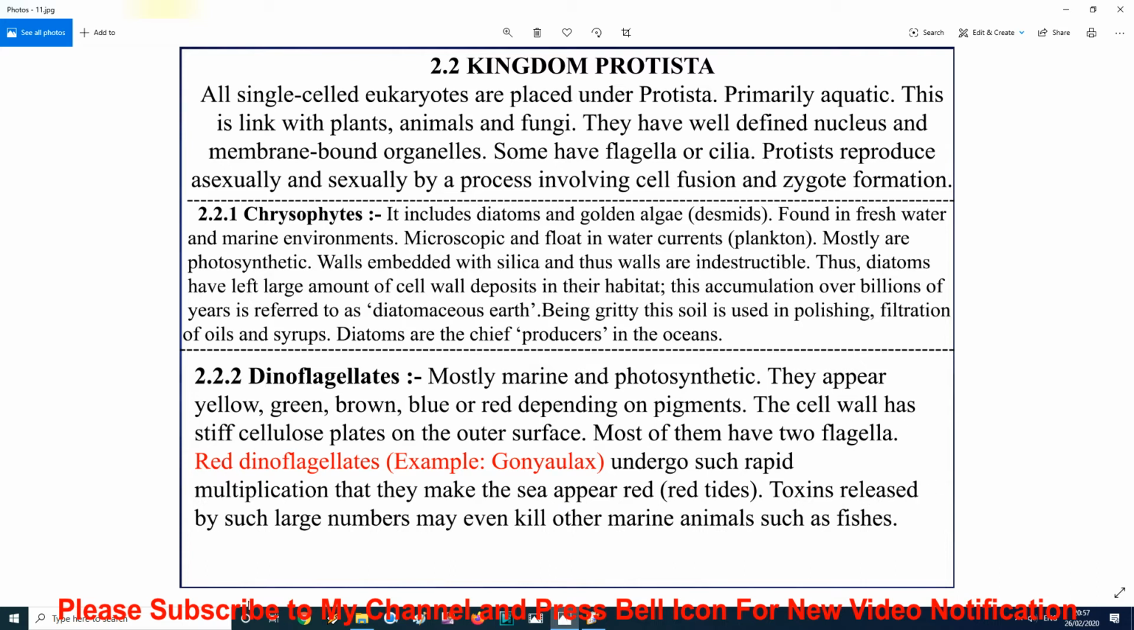Toxin substances released by the large number of these flagellates can even kill other marine animals such as fishes. Yes, it's true, and many times it is also shown on Discovery Channel.